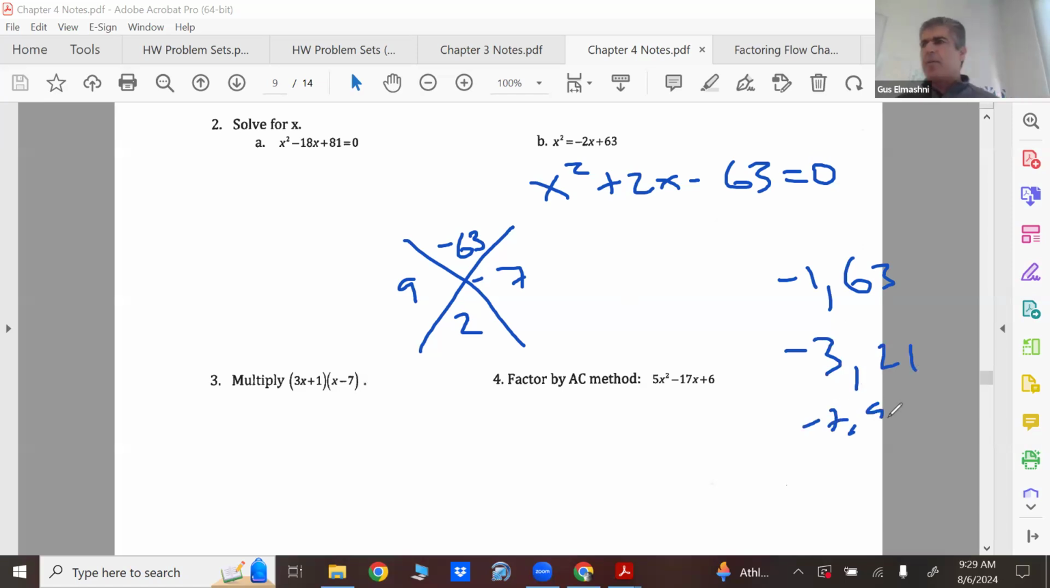And you can use a calculator, by the way. Yeah, we give you guys 4-function calculators for this kind of stuff. So if you have to do a bunch of division situations, that's totally fine. So you get x plus 9 and x minus 7. Very good.